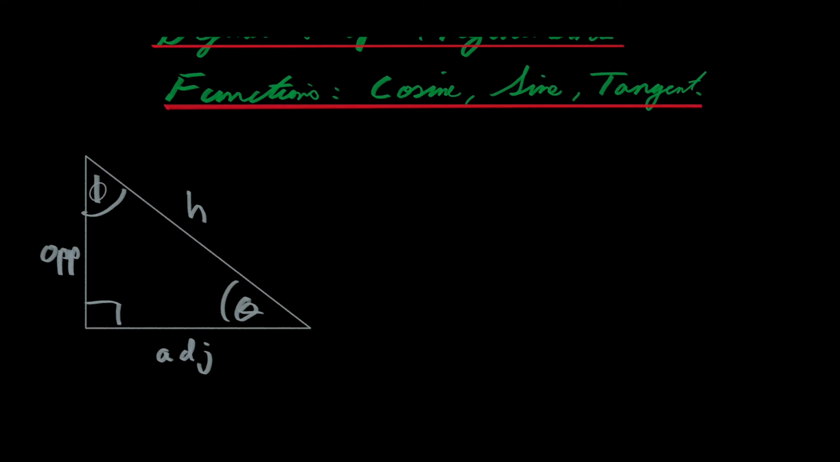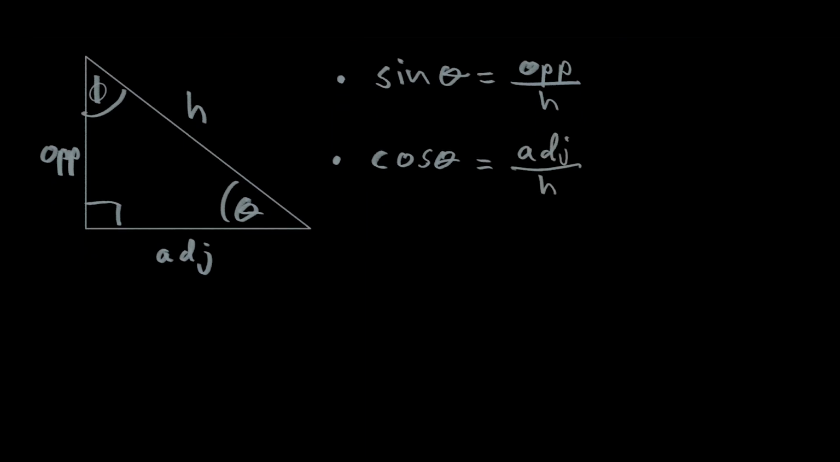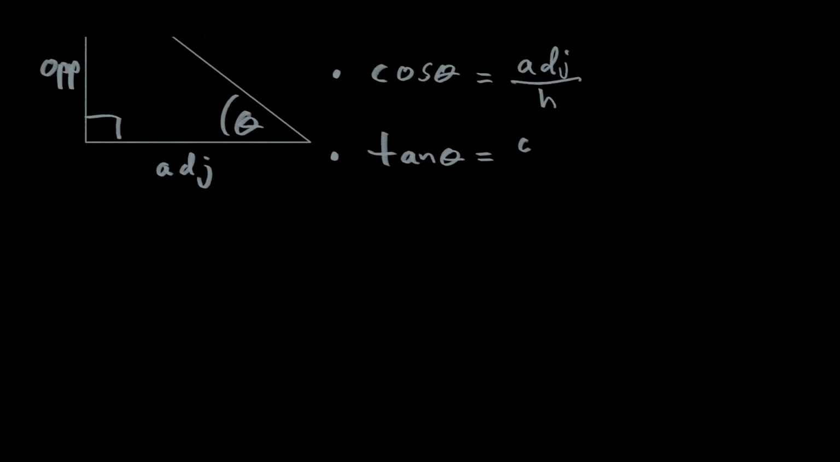All right, and then you are taught that sine of our angle theta is equal to the opposite side over the length of the hypotenuse, so the length of the opposite side over the hypotenuse, and that the cosine of theta is equal to the length of the adjacent side over the length of the hypotenuse, and that tan, the tangent of theta, is equal to the opposite side over the adjacent side.